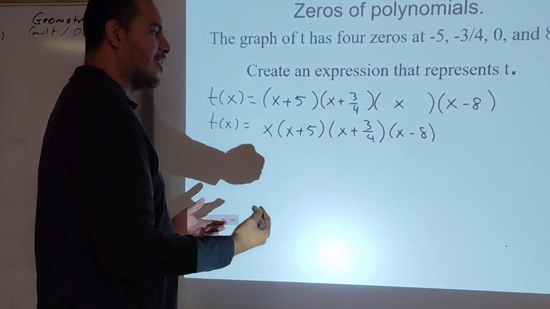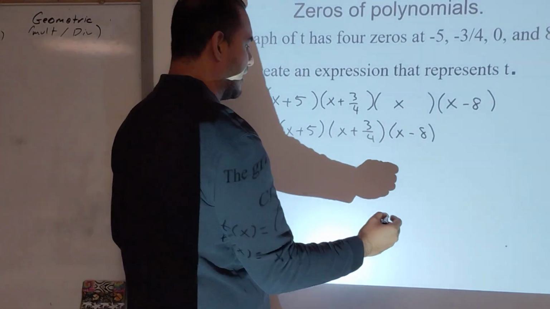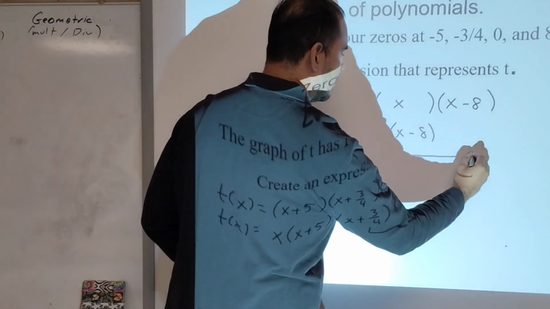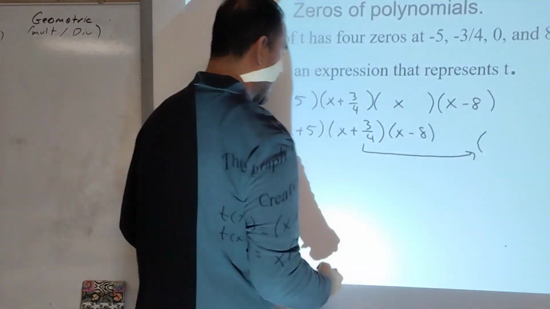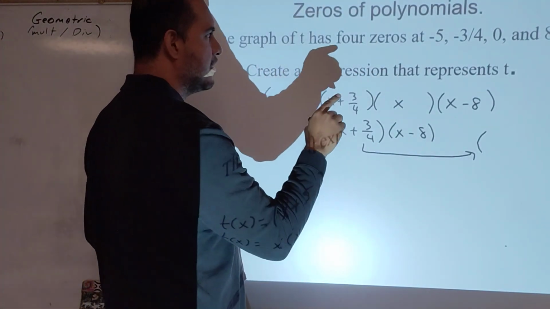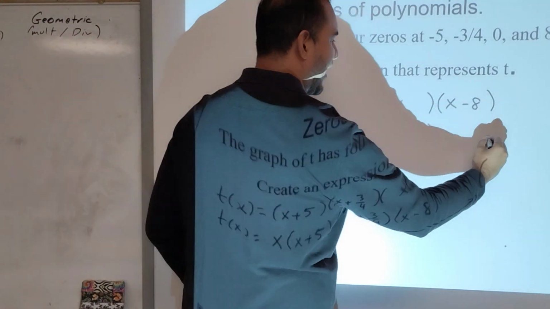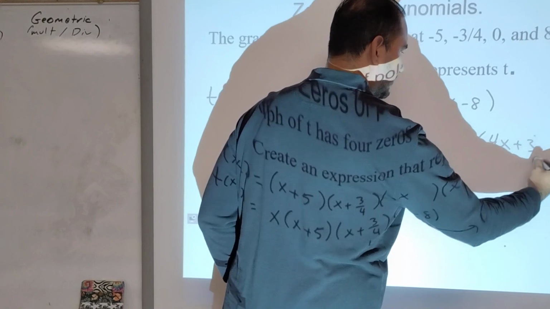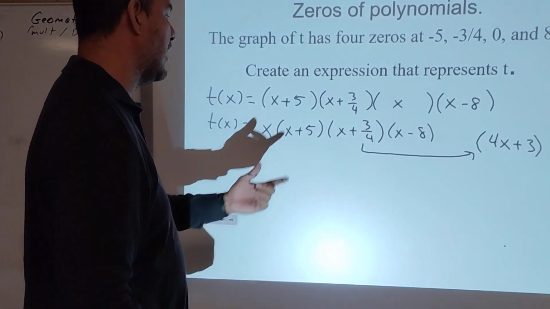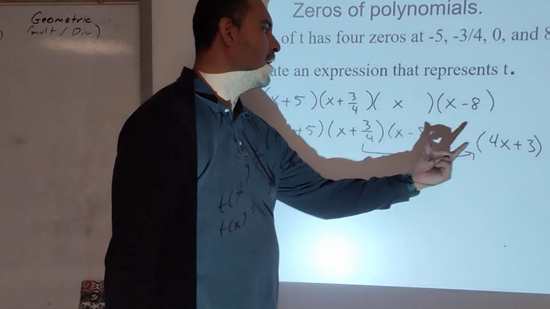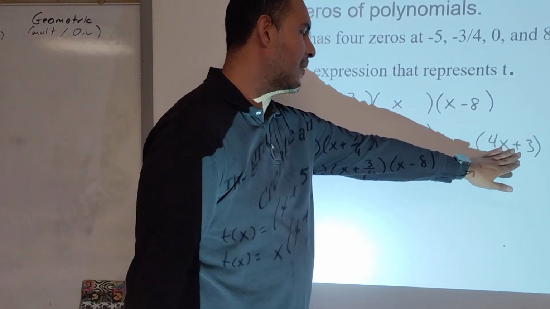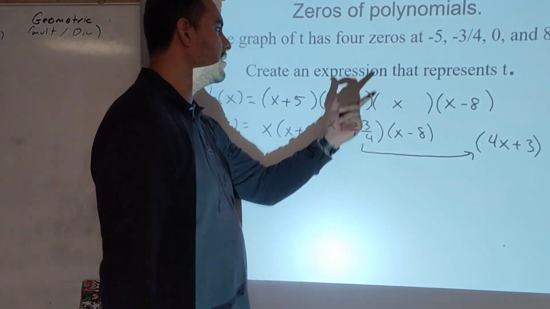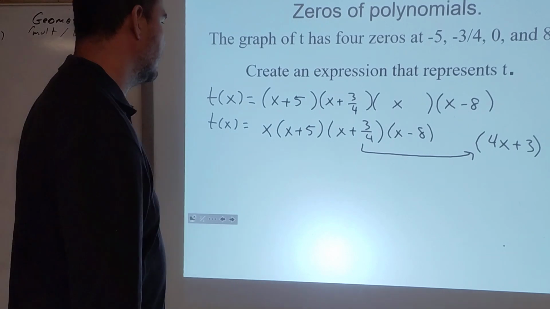The 3/4 factor, you also might see it as 4x plus 3. So you may see it one of the two ways, either x plus 3/4 or 4x plus 3, because if we solve this for 0, we get x equals -3/4.